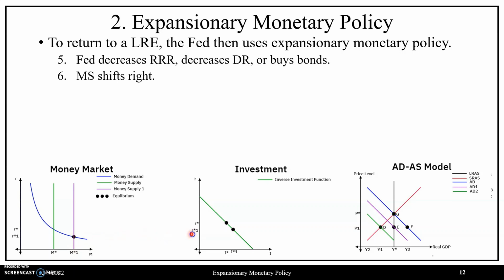Where with this decrease in the interest rate, moving on to our inverse investment function, this means downward movement along our inverse investment function to R star 1, where with a decrease in the interest rate, this means an increase in the amount of investment due to the inverse relationship between the two, in which investment is now at I star 1, which we see is greater than I star.